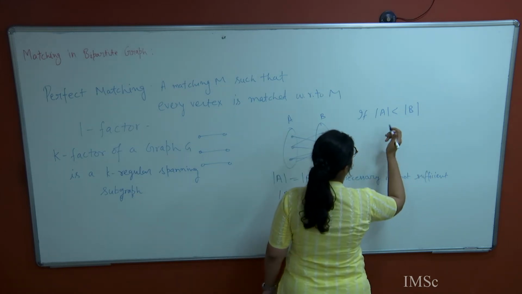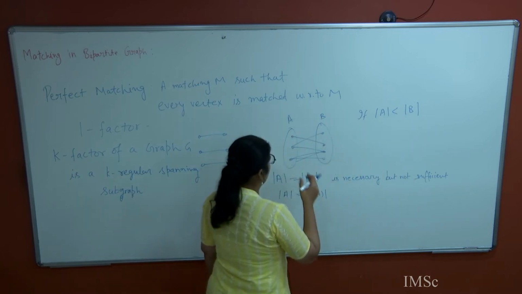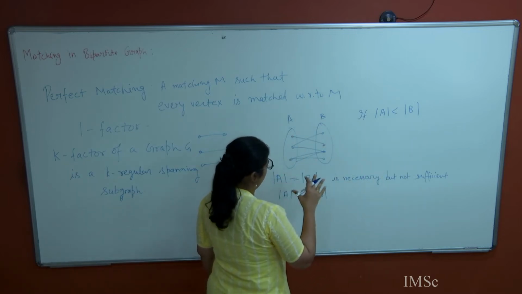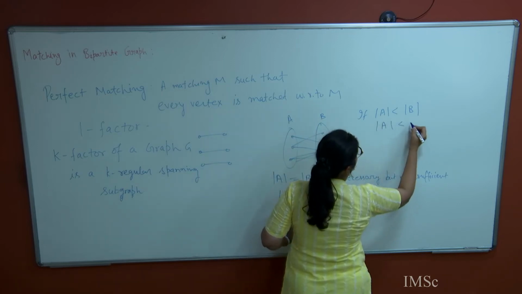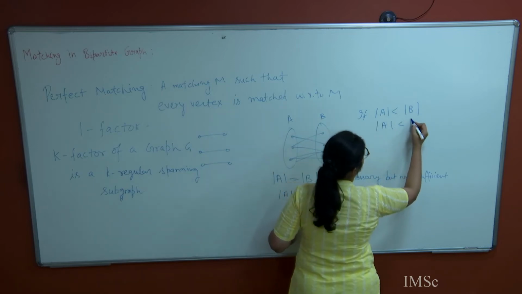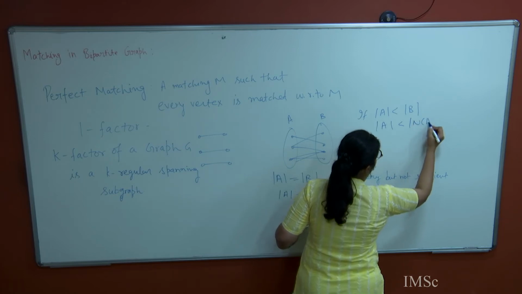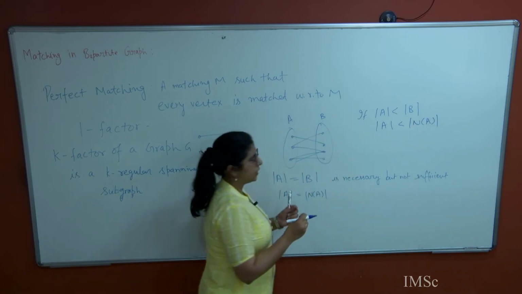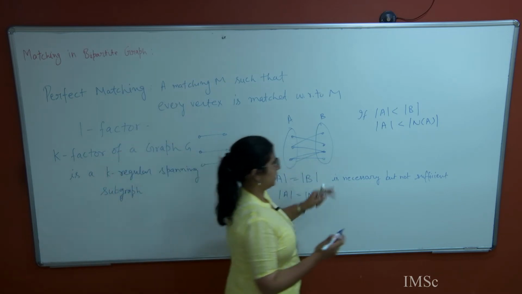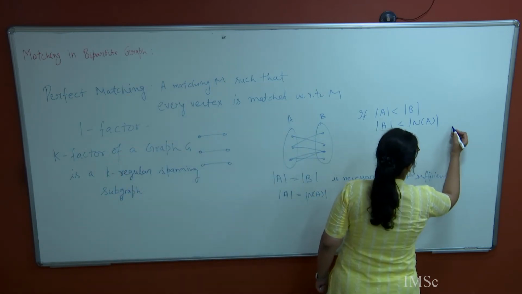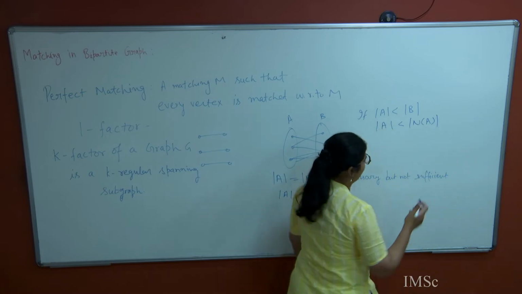So if the cardinality of A is less than the cardinality of B, then can we have a matching which saturates A? Now notice that it is not enough that B's cardinality is greater than A, so that we can match every vertex in A. Sorry, it is necessary, it is not sufficient.